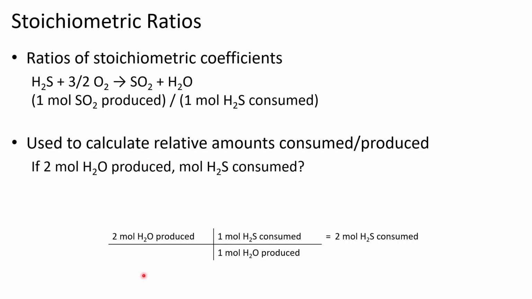So for instance, if 2 moles of water are produced, we can ask how many moles of hydrogen sulfide are consumed. We can calculate that by taking the 2 moles of water that are produced and multiplying by the ratio of stoichiometric coefficients from our chemical reaction. There's 1 mole of hydrogen sulfide consumed per mole of water that's produced, and therefore 2 moles of hydrogen sulfide would be consumed.